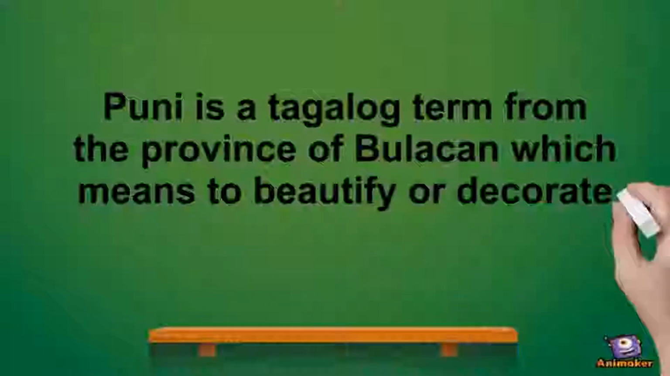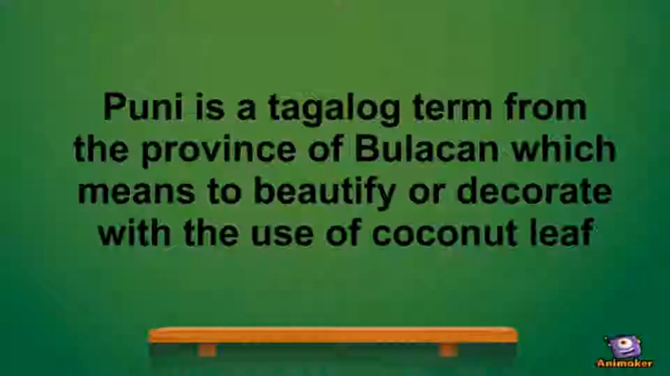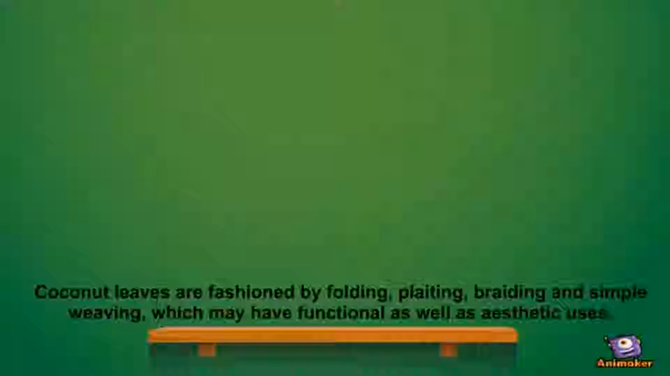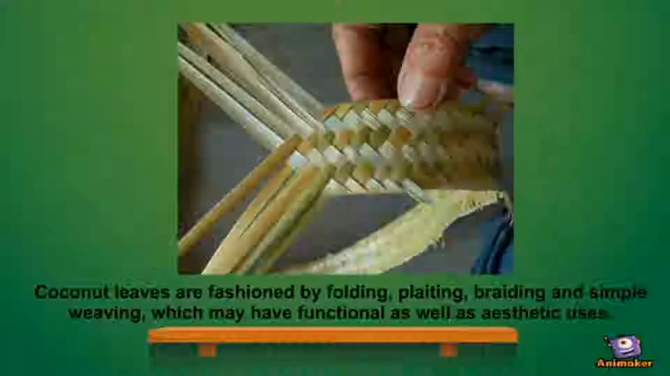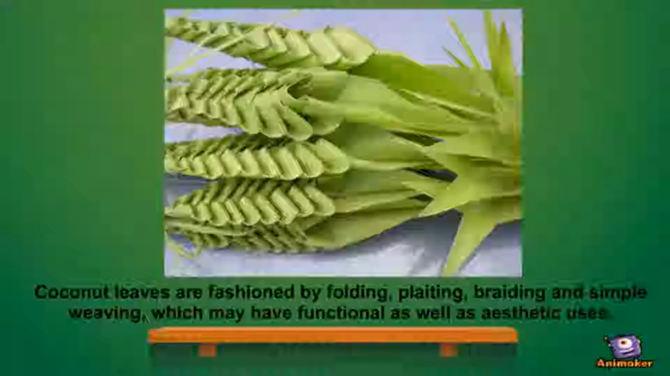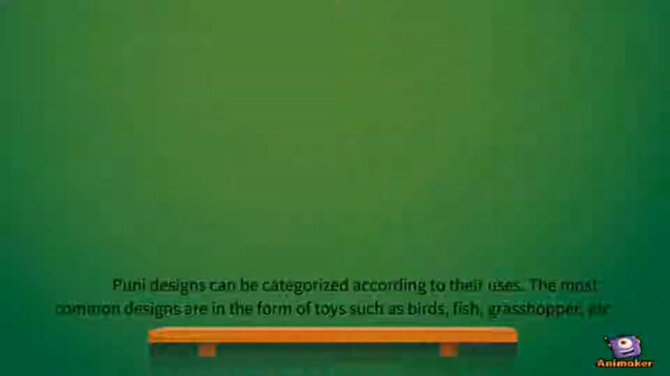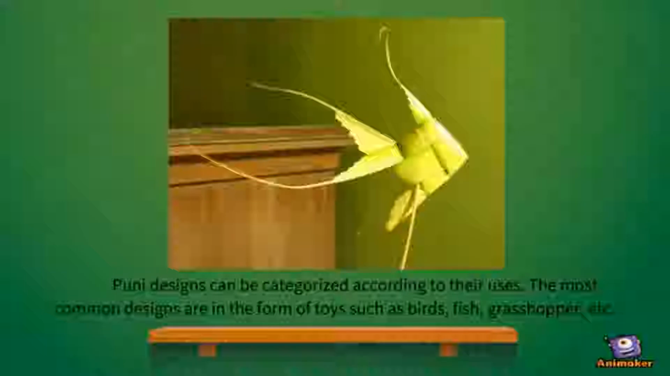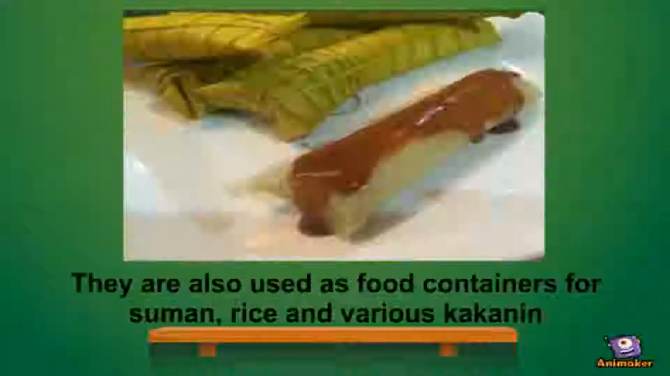Puni is a Tagalog term from the province of Bulacan which means to beautify or decorate with the use of coconut leaf. Coconut leaves are fashioned by folding, plaiting, braiding and simple weaving, which may have functional as well as aesthetic uses. Puni designs can be categorized according to their uses. The most common designs are in the form of toys such as birds, fish, grasshopper, etc.